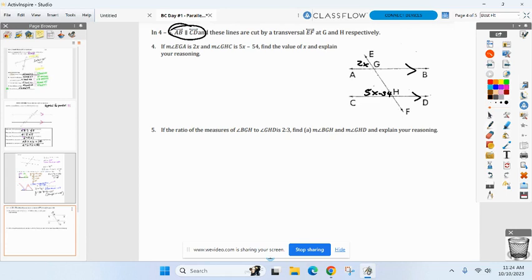Isn't this vertical for this and this is alternate next to it? Oh, no, those are horizontal. Yeah, those are horizontal.